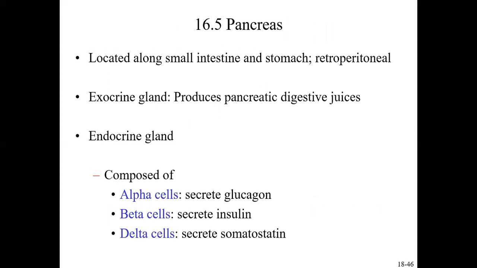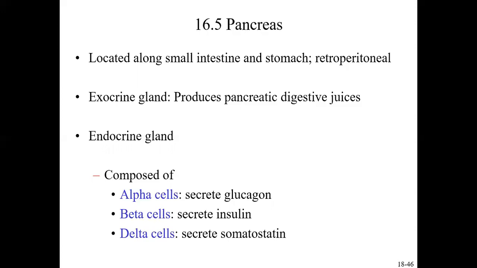Section 5 is going to be looking at the pancreas and some of the hormones that it produces. First of all, the pancreas is located along the small intestine and the stomach. And you'll get to take a look at this eventually when we do the fetal pig dissection. We'll show you a picture of this in a little bit. But the fetal pig dissection will show you where the pancreas is located. And it's essentially both an endocrine gland and an exocrine gland.